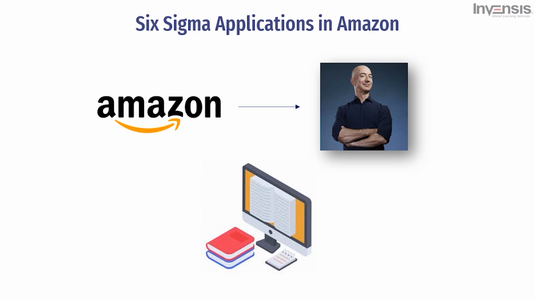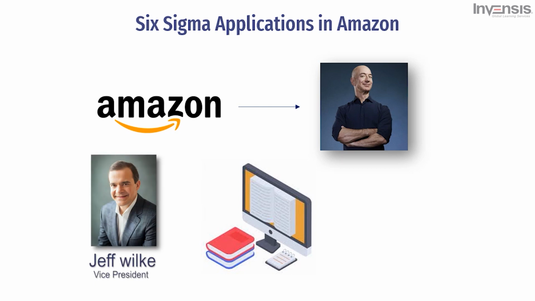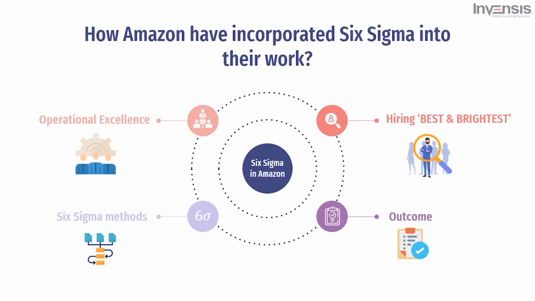Six Sigma methodology is in the culture of the company. Six Sigma is part of the Operational Excellence program that began in 1999, when Jeff Wilke joined Amazon as Vice President of Operations. He came from Allied Signal, and his background in Six Sigma made him the perfect choice to drive efficiencies in operations. So, how did Amazon incorporate Six Sigma into their work?